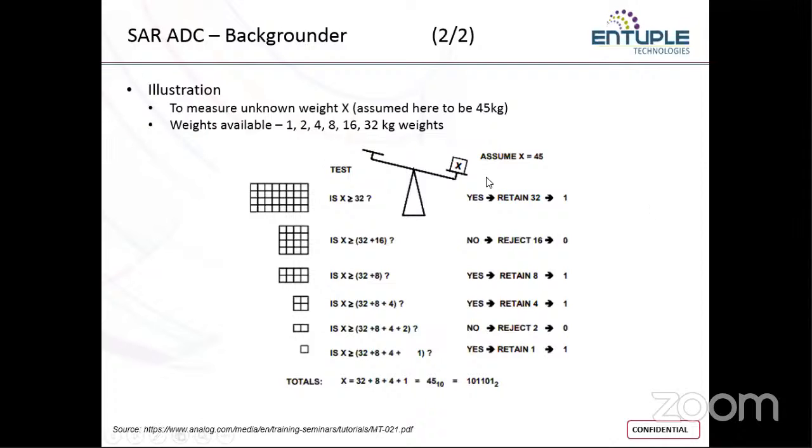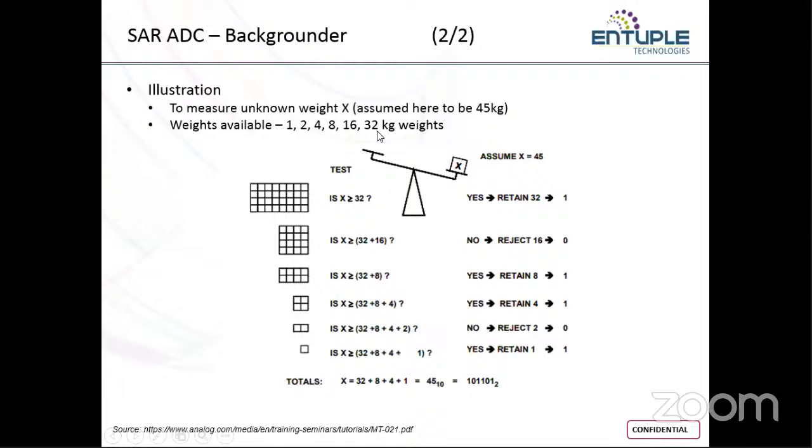This is the weighing balance that is available to us. On one side, we have the unknown weight, which is x, assumed to be 45 kgs, and on the other side, we don't have anything. What do we do first? We include the maximum weight, which is 32 kg. Now, compare these two things.